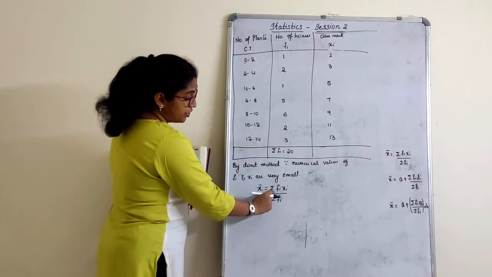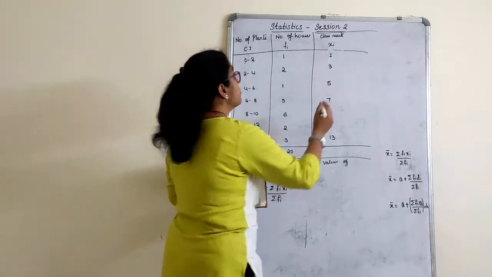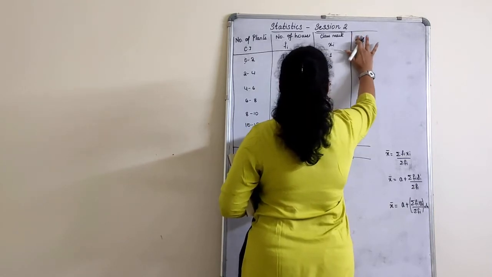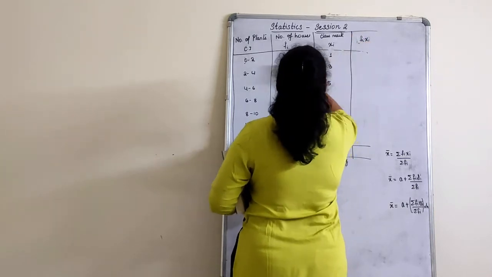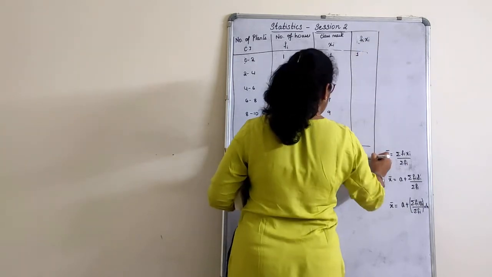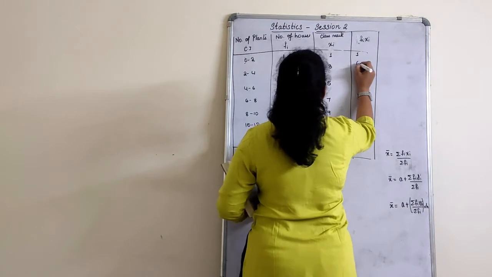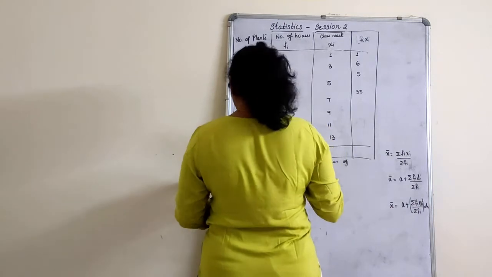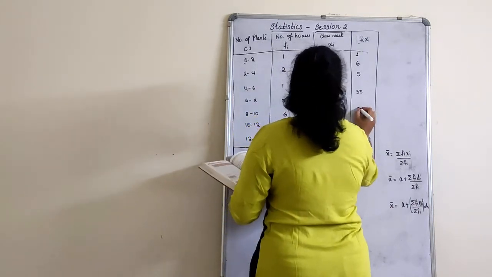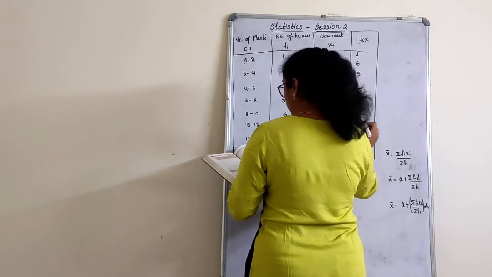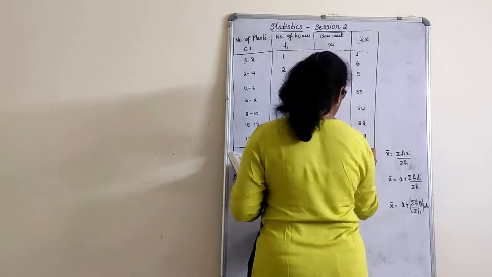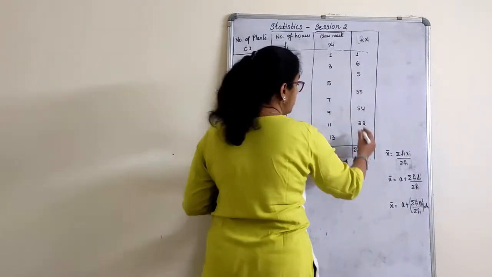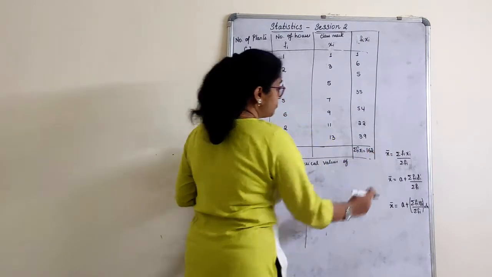What do you want? The next column will be fi into xi. 1 into 1, 1. Isn't the multiplication very simple here? 2 threes are 6. 5 ones are 5, 7 fives are 35, 9 sixes are 54, 11 twos are 22, 13 threes are 39. When you add this, sigma fi xi, you get 162.